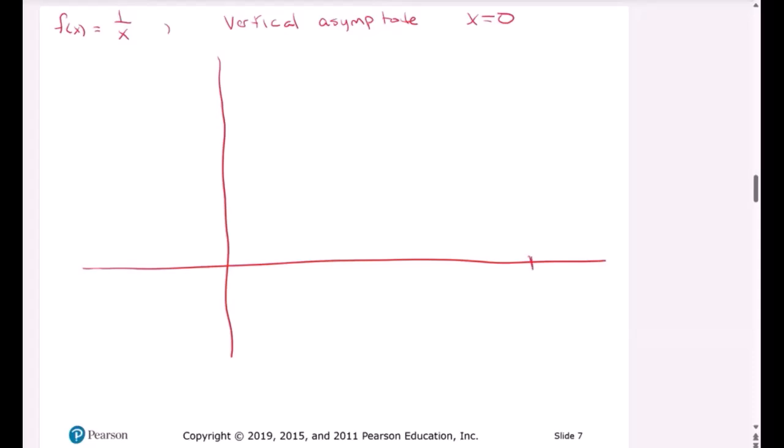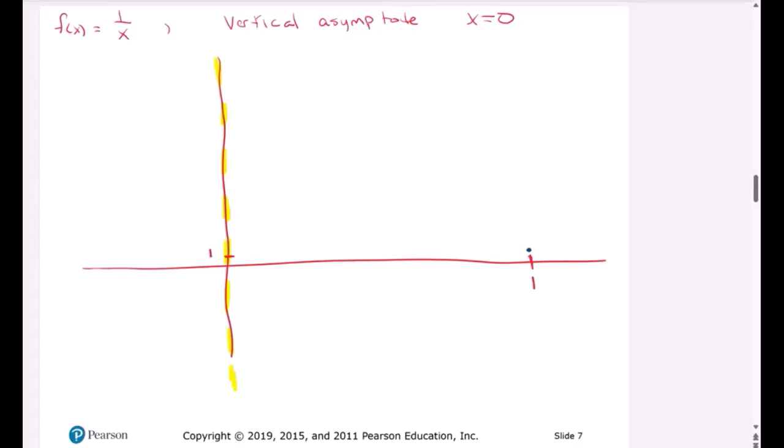I'm going to call this 1, and I'm going to call this 1. If I graph f of x equals 1 over x, x is 1, 1 over 1 is 1, so I have this point out here. Let's get closer to what we say is our asymptote. And how I could draw this asymptote is with a dotted line.